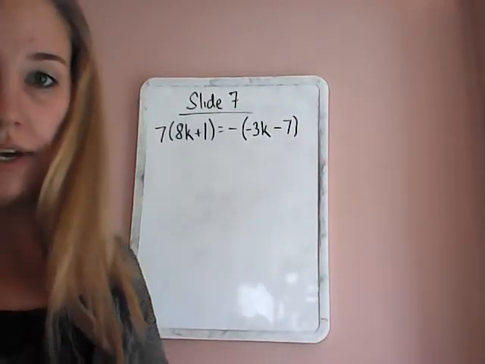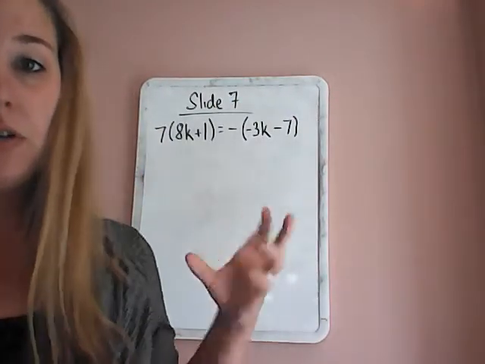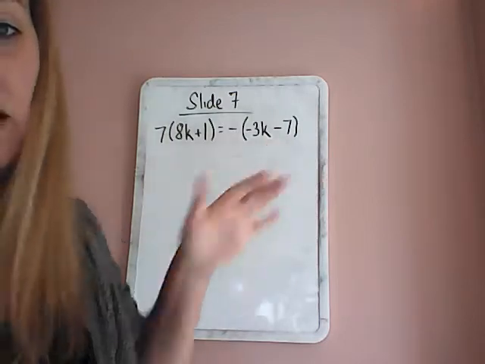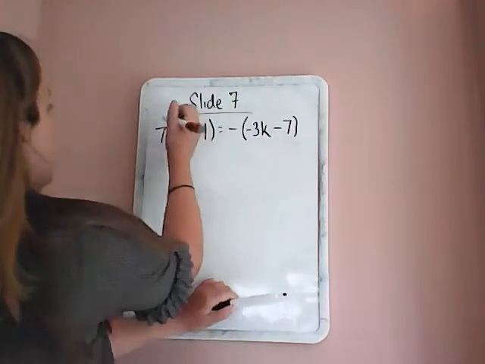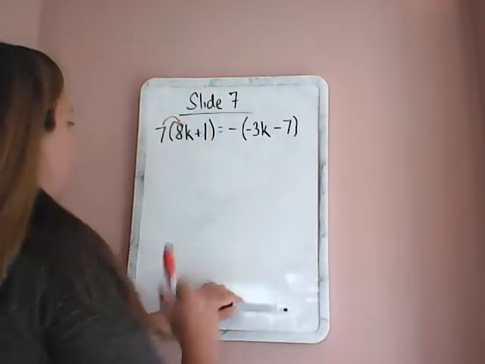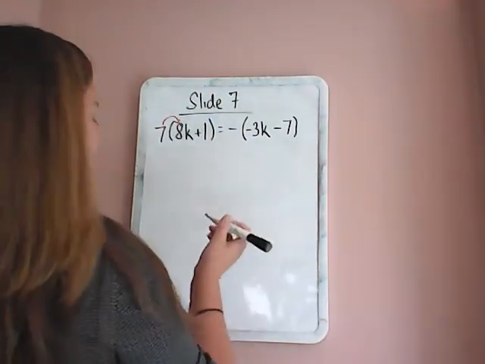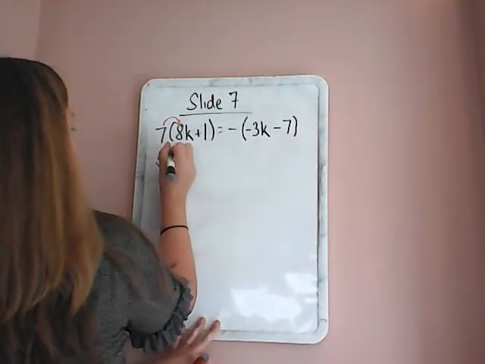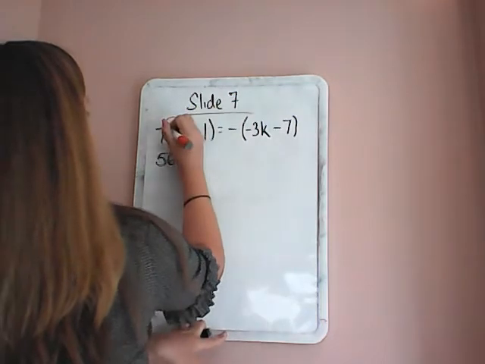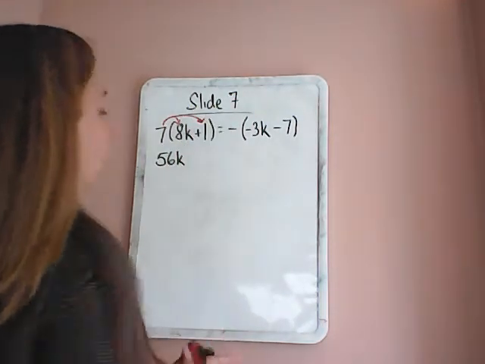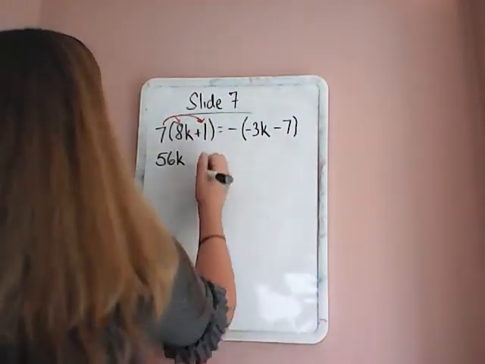Okay, so here you can see what I mean when I say you have to distribute twice. There are two sets of parentheses in this problem. The left side is pretty straightforward. You do 7 times 8k, which is 56k, and then 7 times this positive 1, which is just a positive 7.